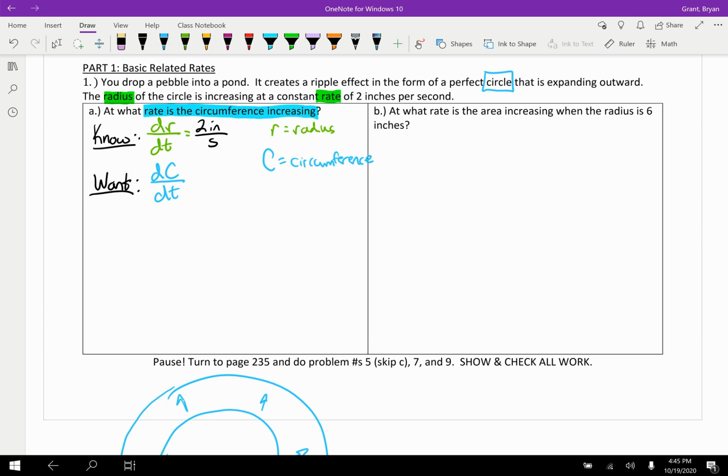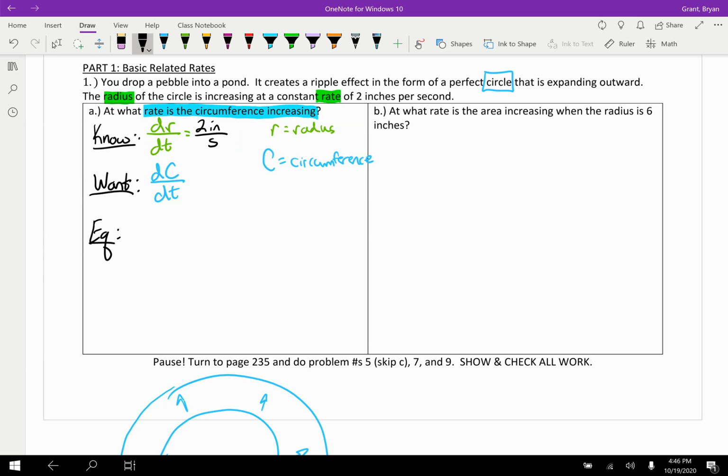So we are basically saying, can we find an equation that tells us as the radius changes, how does the circumference change? All right, well, let's go further then. The third step is a picture. We already did that. So I think after this, we are probably going to need an equation.